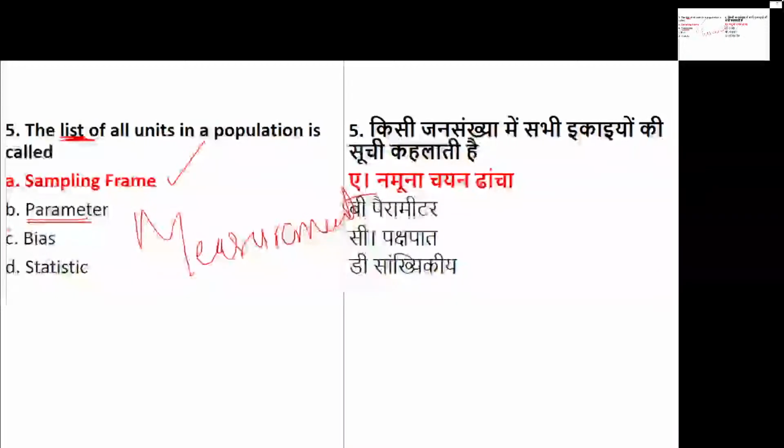If you are not very clear with the question reading or the concepts, then it becomes confusing. So got it, everyone? If it is measurement, it will be parameter, but if they are asking about the list, it is called as sampling frame.